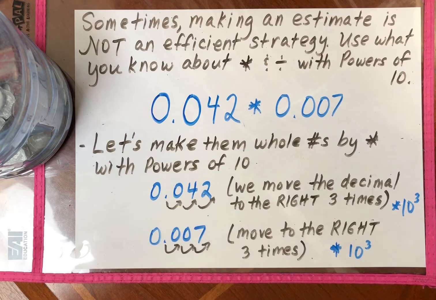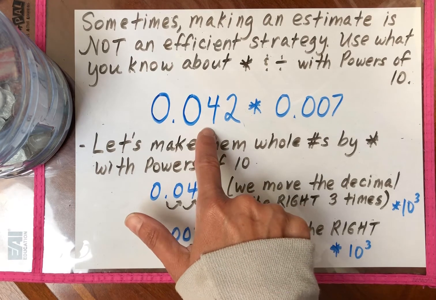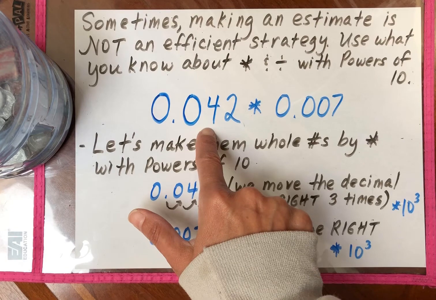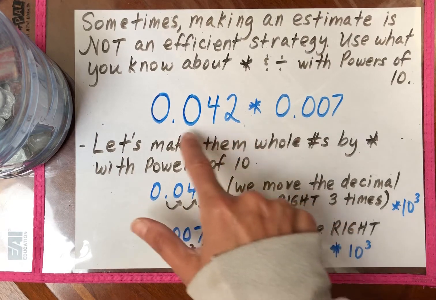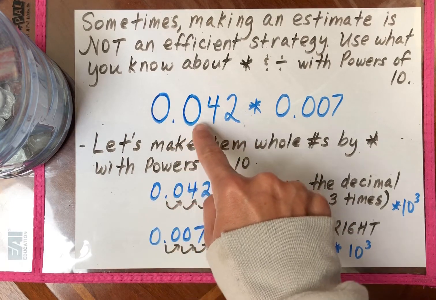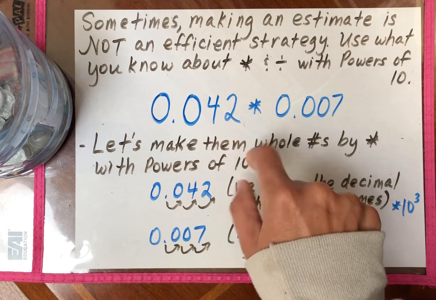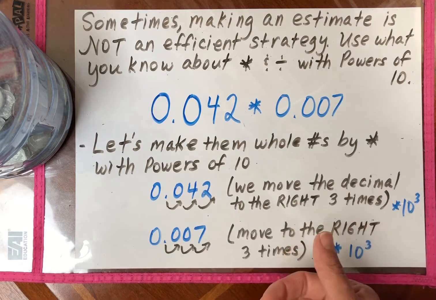So what you want to do in a situation like this is use what you know about multiplying and dividing with powers of 10. So I want to make 42 thousandths the whole number 42. In order to do that, the decimal needs to move to the right 3 times, which means I'm multiplying it times 10 to the third power.